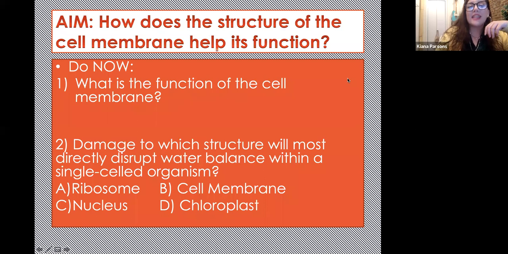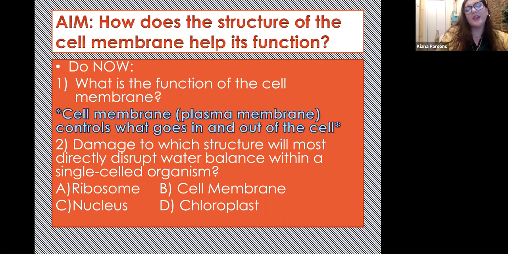So, today's aim, how does the structure of the cell membrane help its function? And we just said, what is the function of the cell membrane? So, the cell membrane or the plasma membrane, and those things mean the same thing, controls what goes in and out of the cell. And how does its structure, its phospholipid structure, help it control what goes in and out of the cell, help it perform its function?